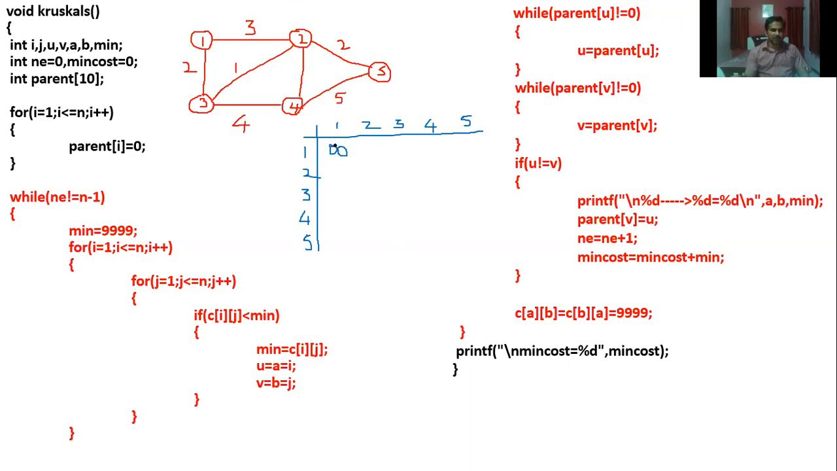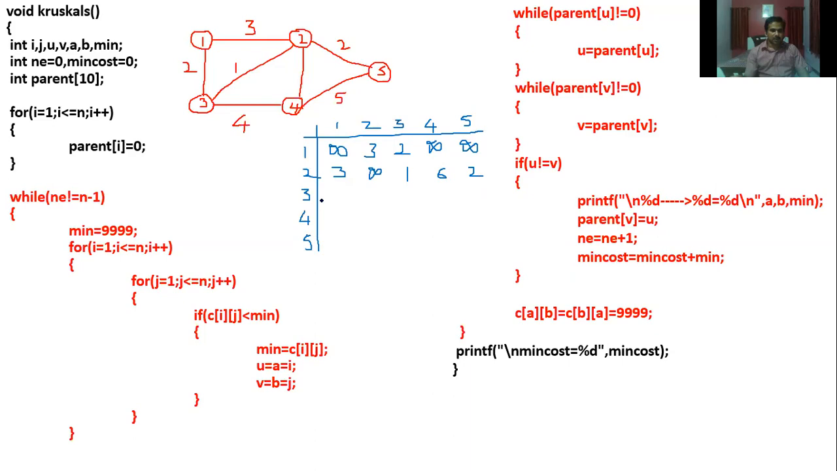1 to 1, for self, it's infinity. 1 to 2 is 3. 1 to 3 it's 2. 1 to 4 it's infinity. 1 to 5 is also infinity. Same way with respect to the second row, just keep on updating the values. You can cross check these values in your graph here, right? It's not a new concept, it's the same old concept which we had discussed earlier for representing your graph in the form of an adjacency matrix.